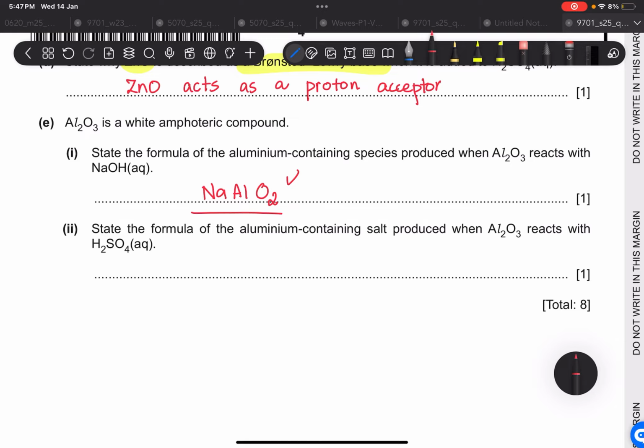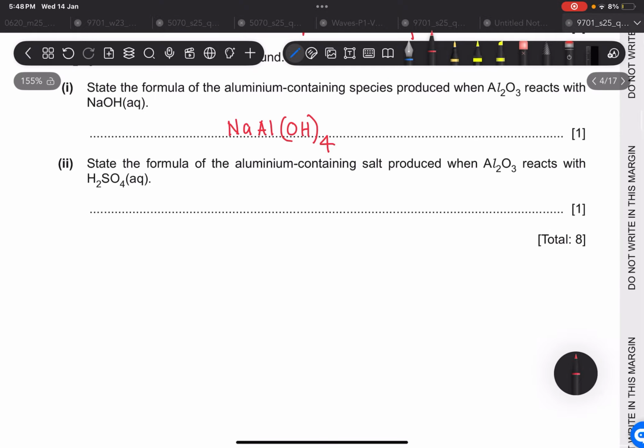We form something else. We form NaAl(OH)4. That's what's going to form commonly. But the other thing can also form. But we're going to write what forms most commonly, which is NaAl(OH)4. That is part of our syllabus.